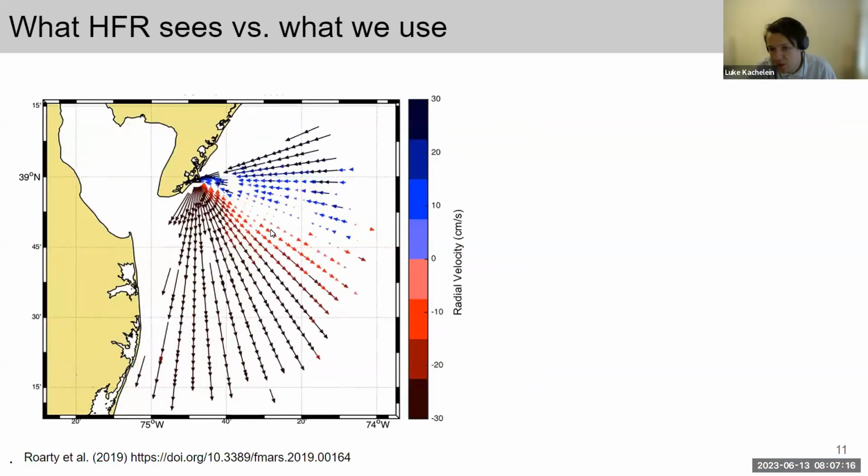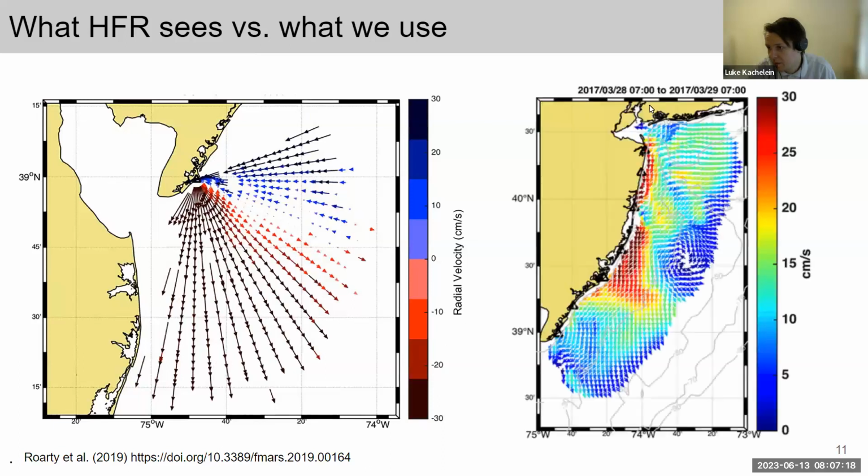It sees only what's coming to or away from it. But when you put them all together and do some trigonometry, this is off the coast of New Jersey. When you have a bunch of antennas up and down the coast, you can start to get this rich vector field. And you can see eddies, probably some mesoscale eddies here, and other flows. I thought this is a good little demonstration of the before and after the analysis happens.